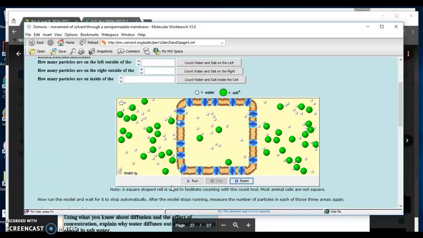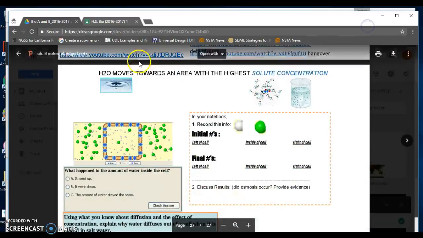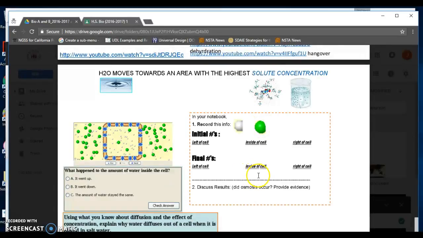All right, so the question is, did osmosis occur? In other words, did water move towards the solutes, or did water move from a high concentration to a low? The only way you can know this, and let's go back to the slide to make sense of this all, is the final amount. How many water molecules are on the left side of the cell? How many of the solutes are on the left side of the cell? How much water is on the inside of the cell? How many salts are on the inside of the cell? And how many salt solutes and water molecules are on the right side of the cell?